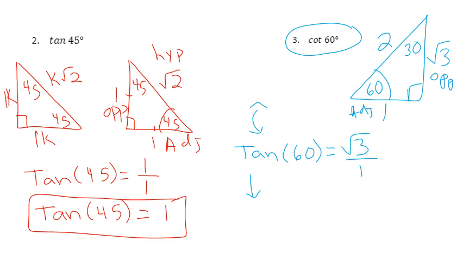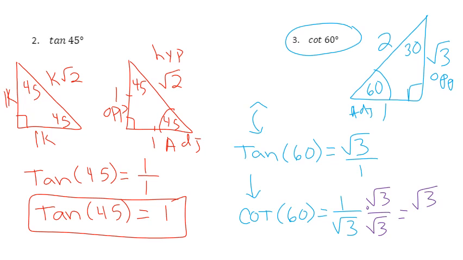So then we know cotangent is the reciprocal of that. And then at the very end, I'm going to see that I have to rationalize my answer. So I'm going to multiply top and bottom by radical 3. And we would get radical 3 over 3. And so that would be my final answer for cotangent of 60 would be radical 3 over 3.